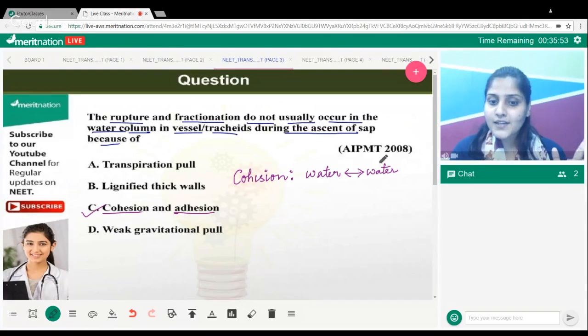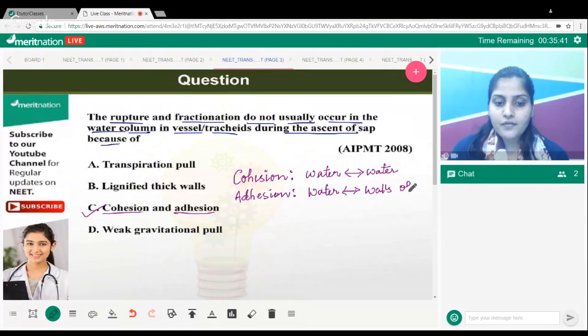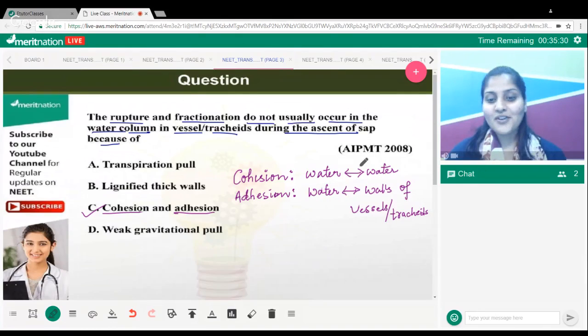The same thing applies in plants as well. What about the next one? Adhesion is the attraction shown by water with the walls of the vessels, if it is moving in vessels, or with the tracheids as well. So water loves the walls, and water loves water also. And when you have so much unity in the name of love, nobody can break the column, right? So that is why the water column doesn't break. It keeps on moving. So that is the right answer.